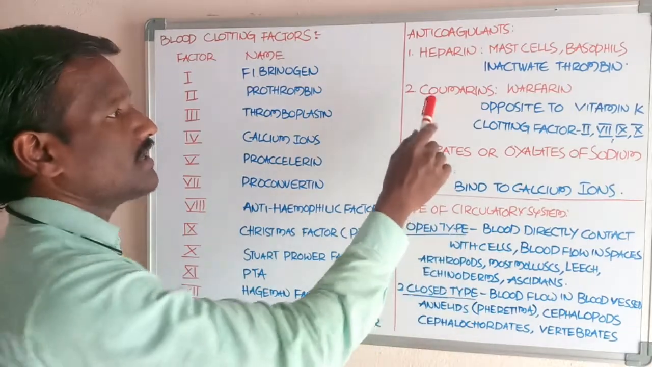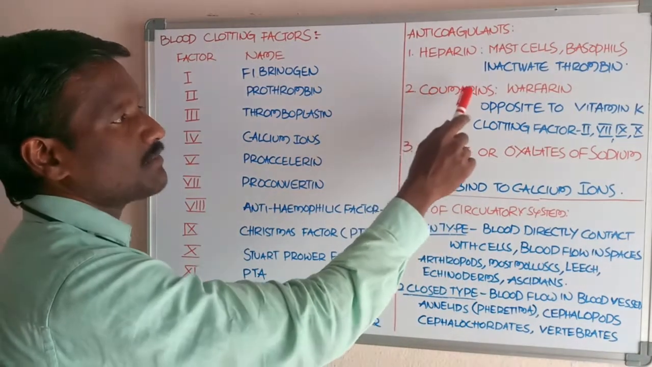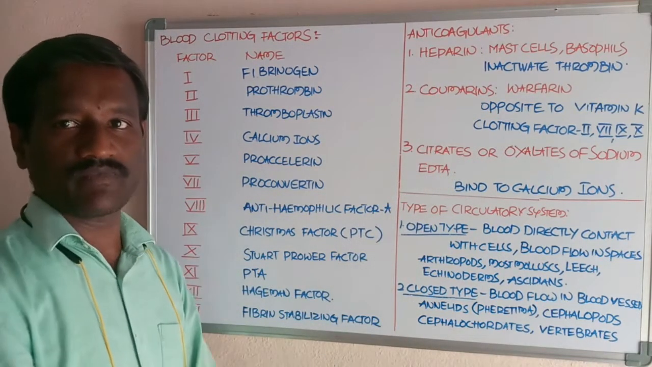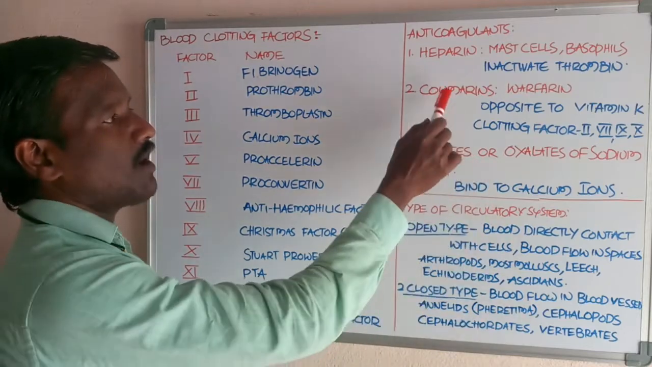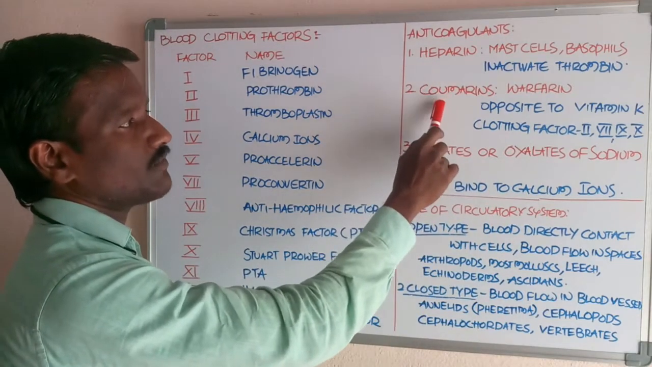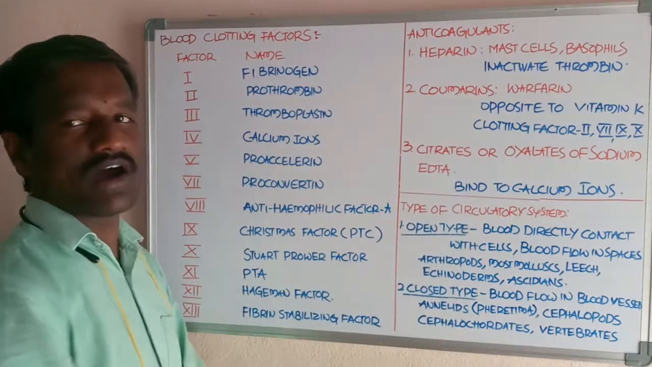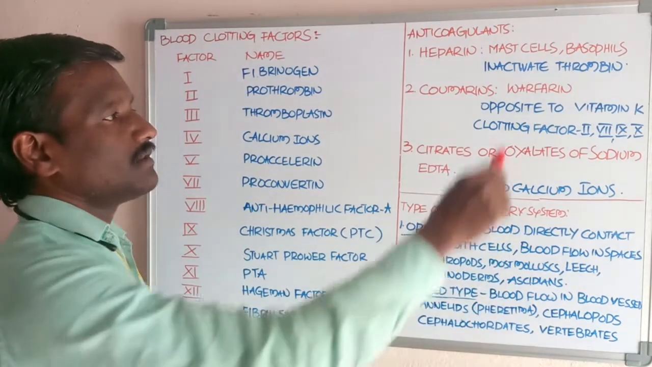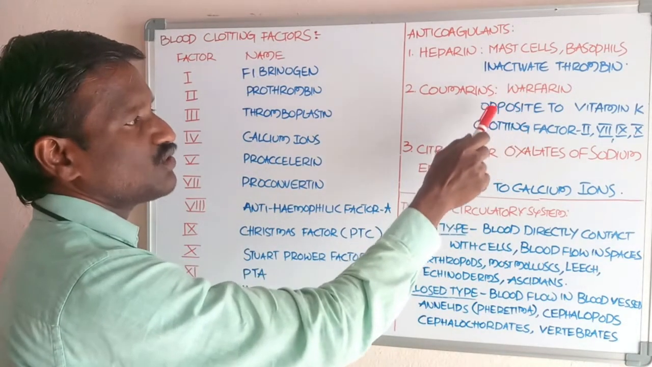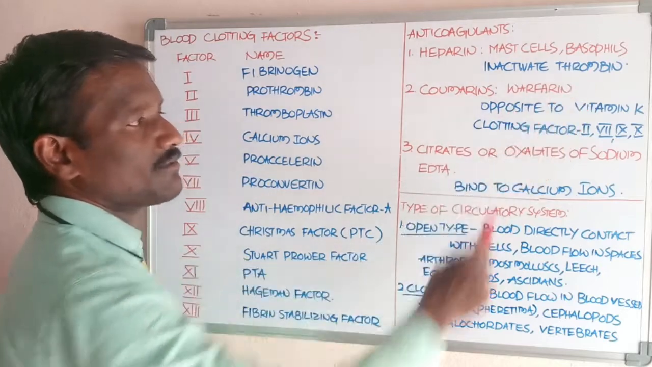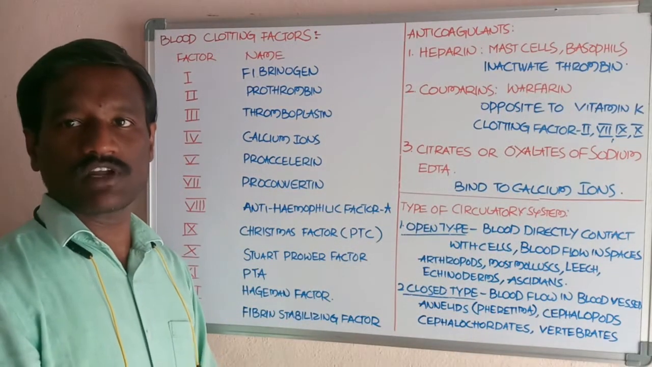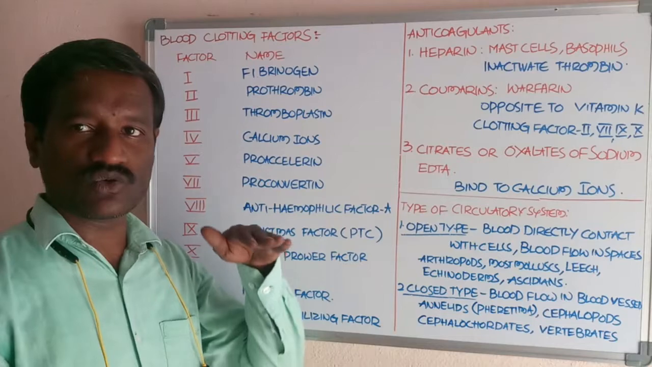Next, coumarins. Coumarins are the plant derivatives. Students, listen carefully. Coumarins are the plant derivatives. One of the coumarins is warfarin. Warfarin shows action opposite to the vitamin K, antagonist to the vitamin K.